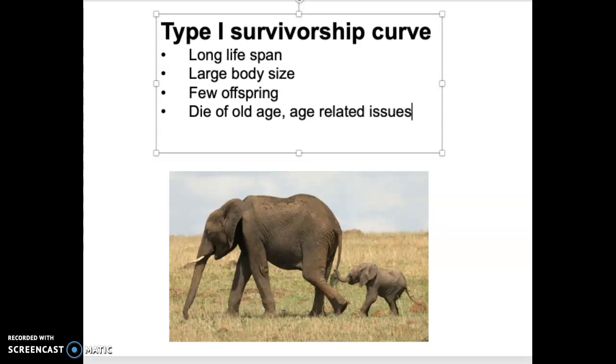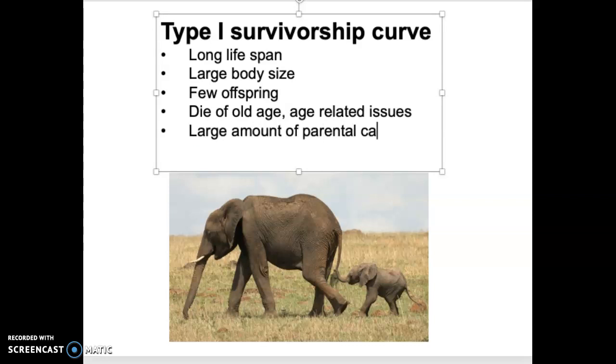When they do die, they tend to die of old age, age-related issues. You know, your body just wore out. You're old. Sickness, illness, things like that. You're not really getting killed by a predator when you are a type 1. Very few predators. For the few offspring you do have, you tend to exhibit a large amount of parental care.